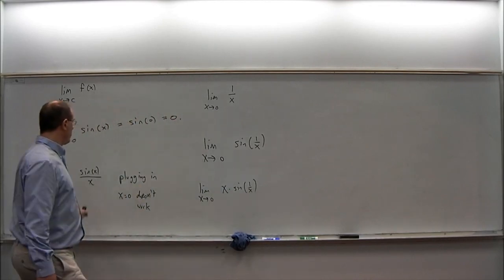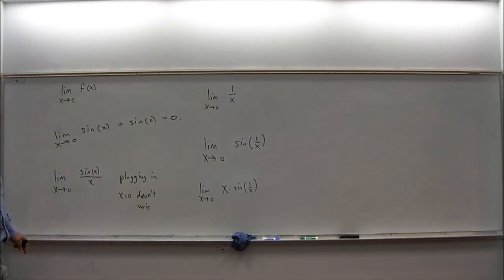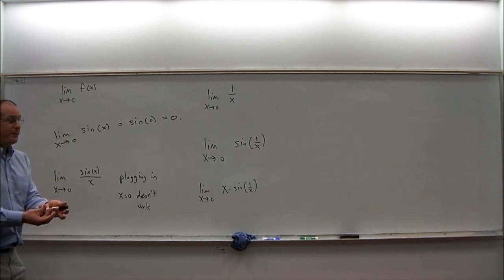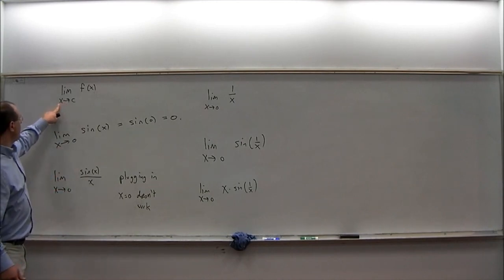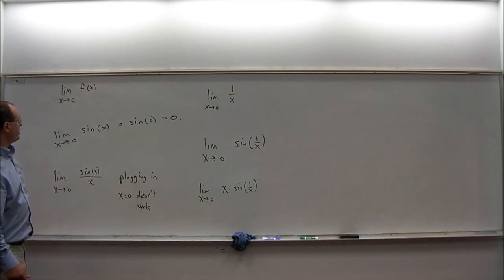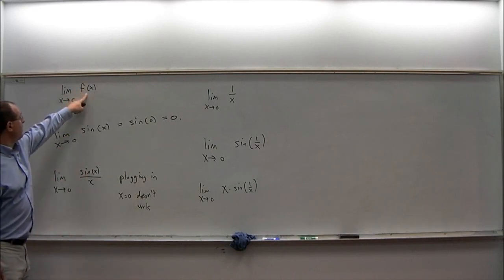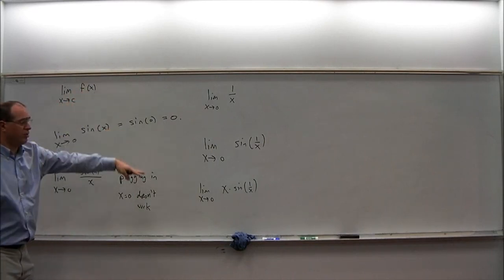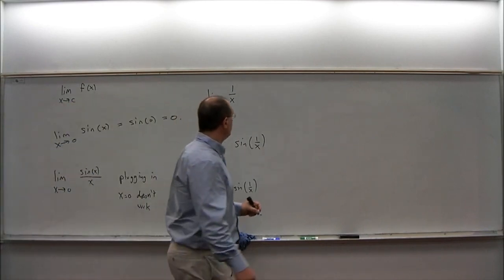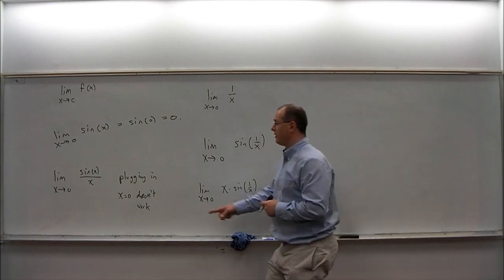So here are 4 examples where plugging in x equals 0 doesn't work. And in all 4 of these cases, very different things happen. So when we look at the limit as x approaches 0 of f of x in these 4 situations, the behavior is very different. The function behaves differently as x approaches 0 in all 4 of these cases. The simplest looking one is actually the first one.